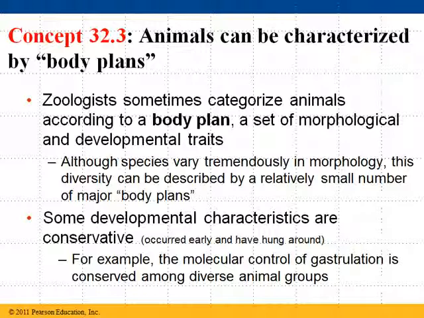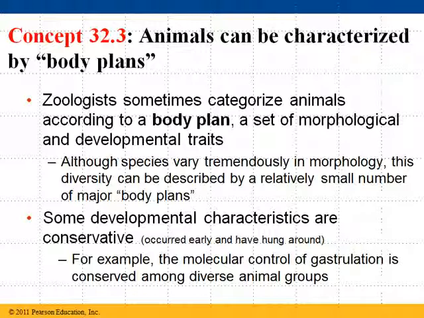Although species do vary tremendously in morphology, the diversity can be categorized by a relatively small number of major body plans. Some developmental characteristics are conservative. In other words, they have been around for a long time. They occurred early and have hung around through countless generations of evolved species.